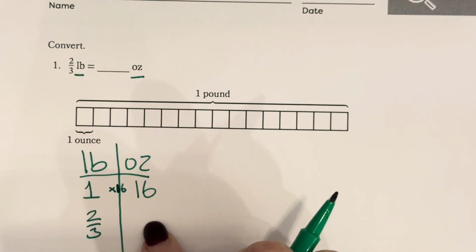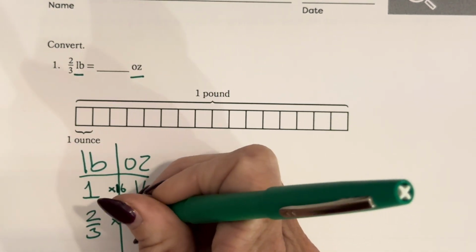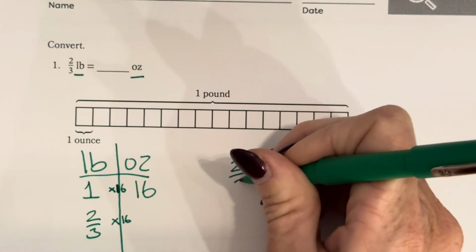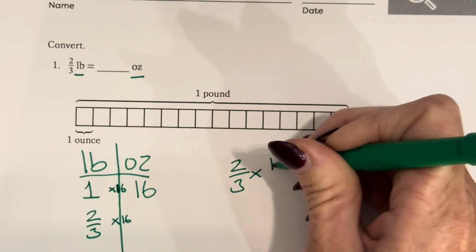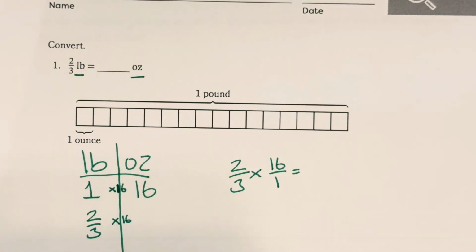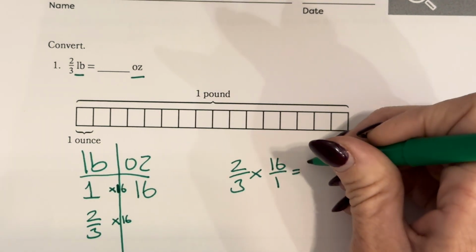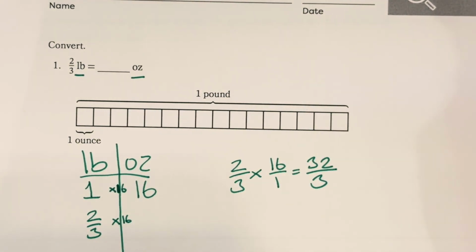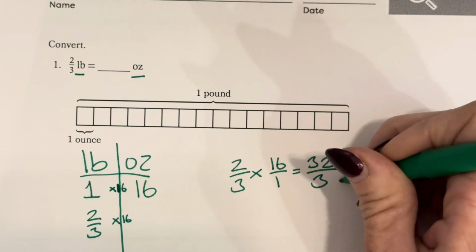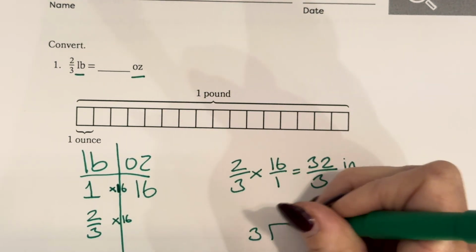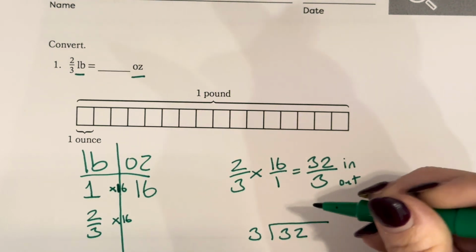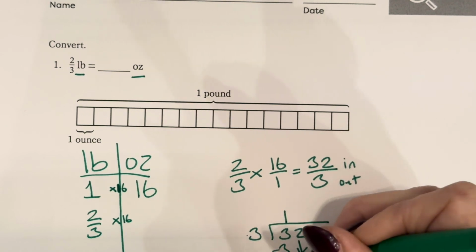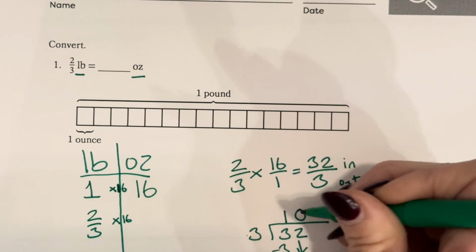So 2/3 pound equals what? Well, we're going to have to multiply it by 16. Let's come over here and figure that out. 2/3 times 16 is the same as 16 over 1, which would give us 2 times 16 is 32, and 3 times 1 is 3. And then we can use in and out to help us. So 3 can make 1 group of 3, and 2 can make 0 groups of 3.